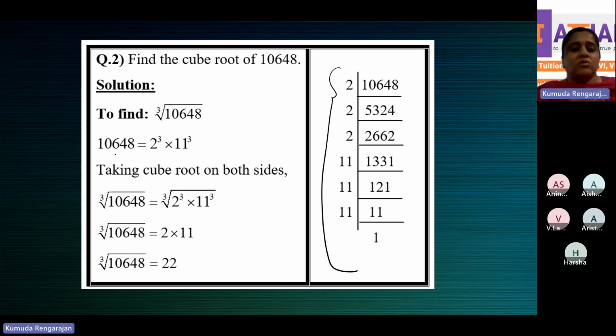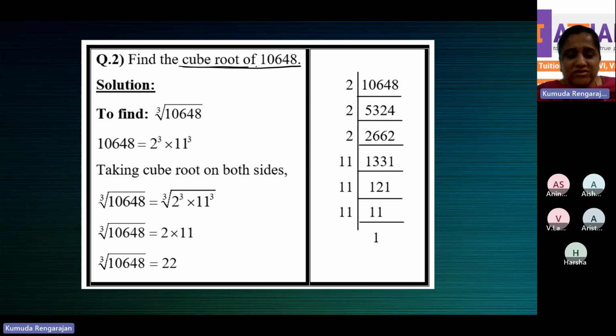Now, similar to the steps to find the square root of a given number, see here: 10,648 is equal to 2 cubed into 2 cubed into 11 cubed. That's the first step. This is what we have to find: the cube root of. It's given in words here.